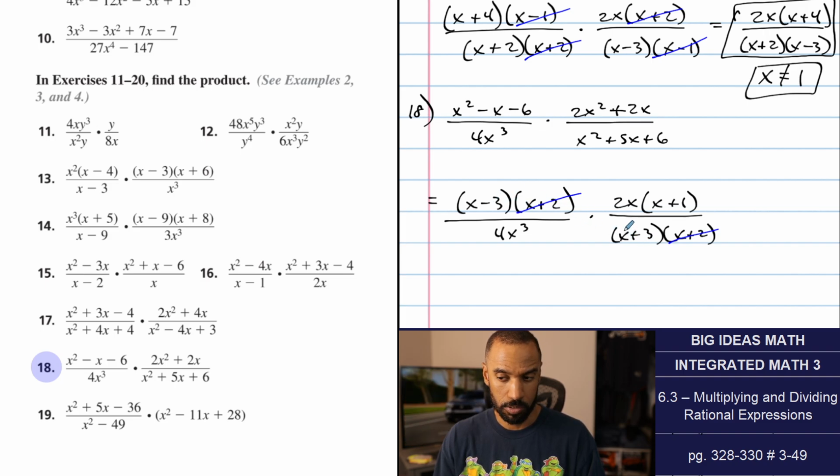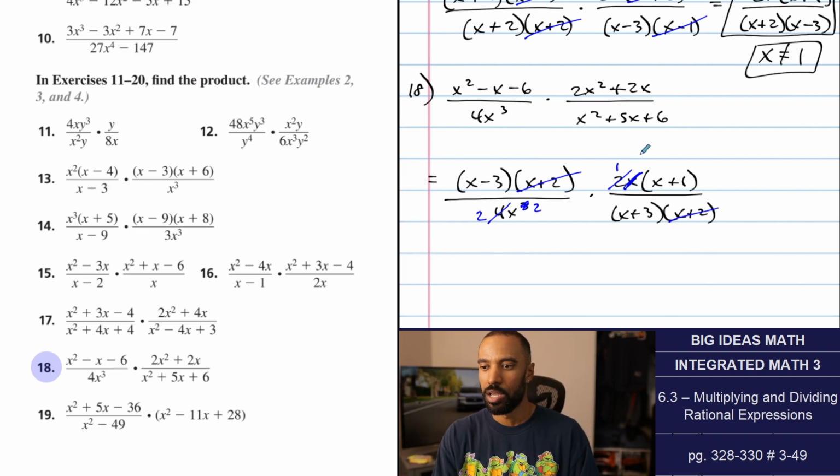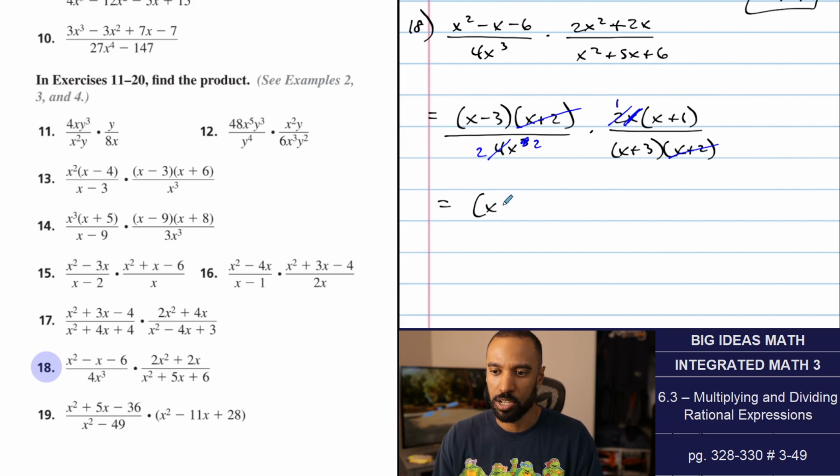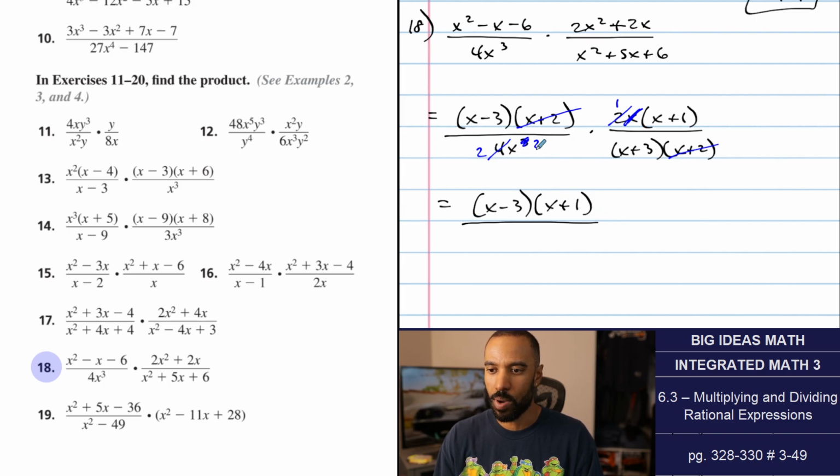x minus 3, x plus 3. No, you keep those separate. 2 over 4 reduces to 1/2. So that's a 2, and I guess that's a 1. And one of these x's can go away. One of these x's can go away. You're still left with 2 of them there. So if all looks good, I got x minus 3 times 1 times x plus 1. So x minus 3 times x plus 1. On bottom, I got a 2x squared times x plus 3.